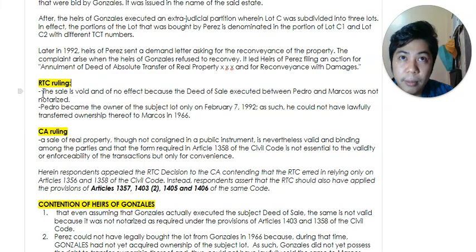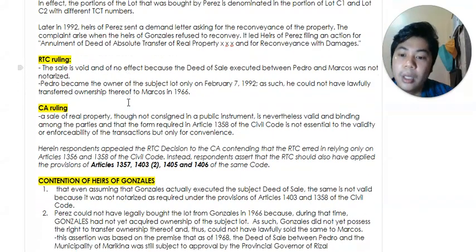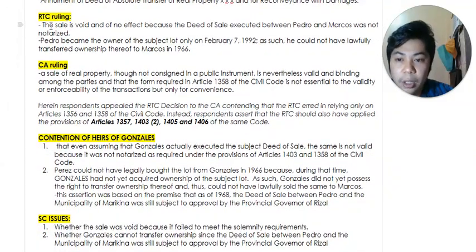In some cases, there might be around 5 paragraphs in the RTC ruling. So you just need to get the gist of it. What is the decision? In the RTC ruling, the sale is void. So, as you can see also, it was appealed.